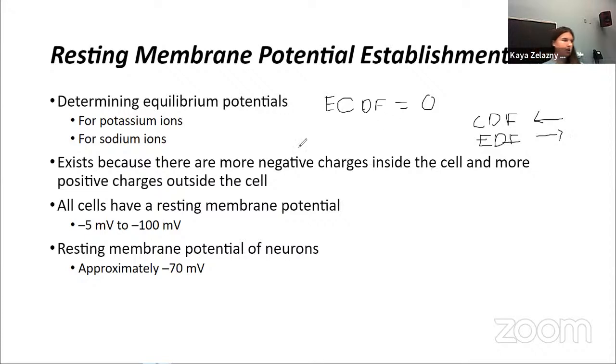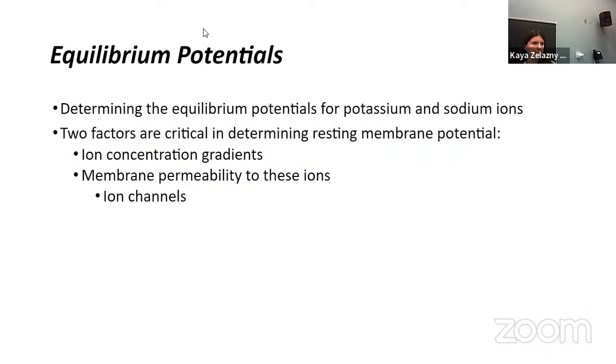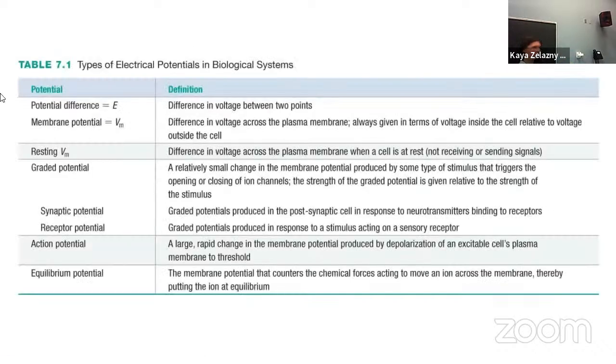Our resting membrane potential exists because we end up with, on net, more negative charges inside the cell and more positive charges outside the cell. Cells normally have negative resting membrane potentials. For our neurons, which is what we're thinking about, it's -70. Part of this is due to ion concentration gradients. Part of it is due to the membrane permeability of those ions, aka the numbers of ion channels that we just looked at. So this is just a reminder slide about some words. I wouldn't focus too much on memorizing any of this.